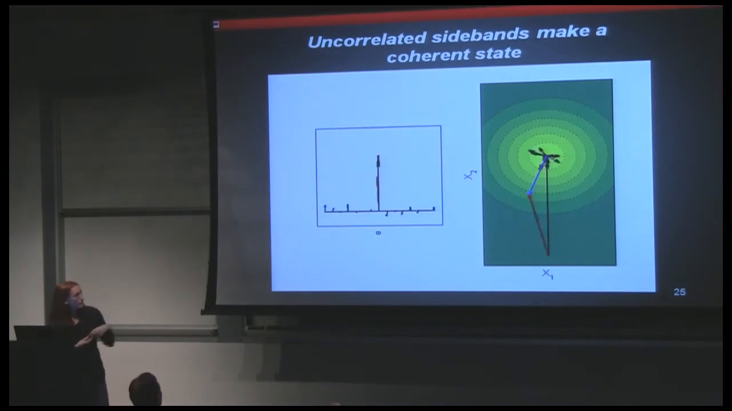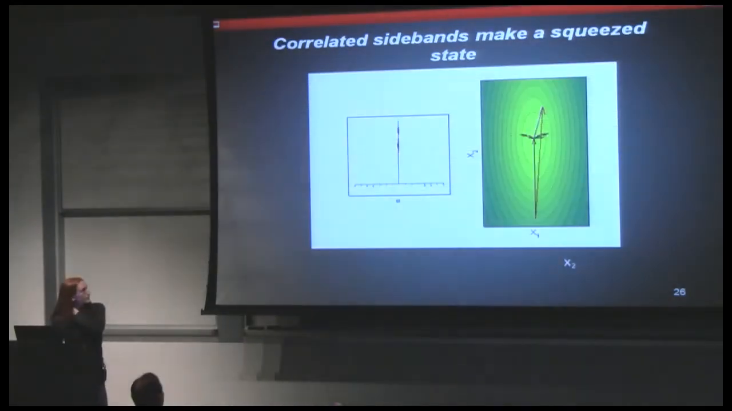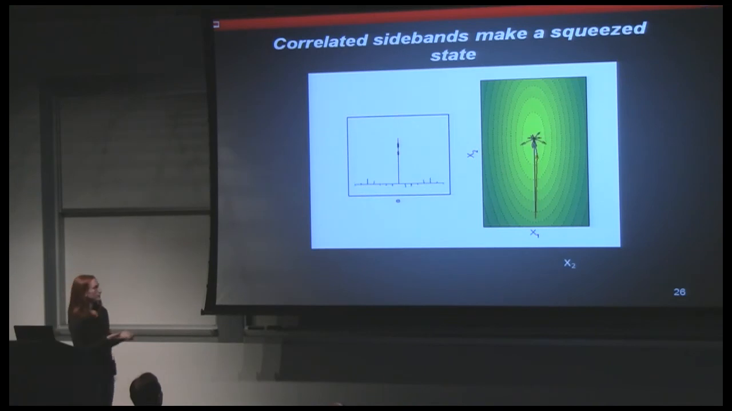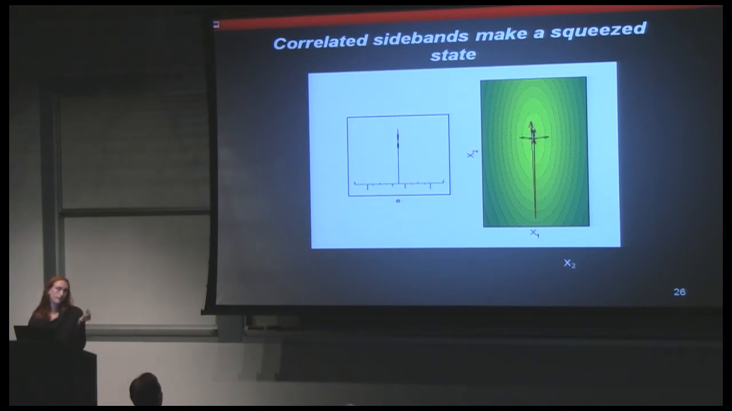So the picture on the right is just a cartoon, the same cartoon of a coherent state that you saw before. Now if we make correlations between some of these sidebands so that they're more likely to be in phase than to be out of phase, they're more likely to add amplitude noise and they're less likely to add phase noise. So our probability distribution is an ellipse with a smaller variance in phase and a larger variance in amplitude.